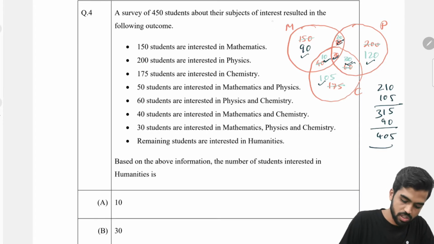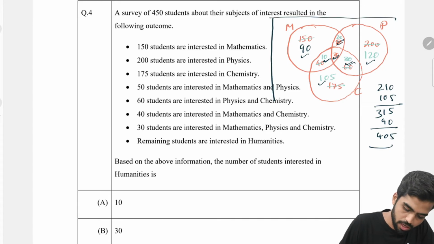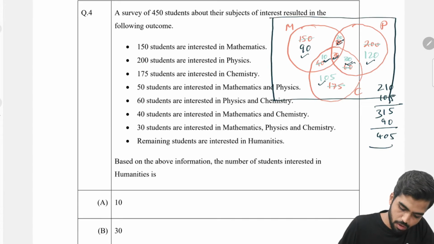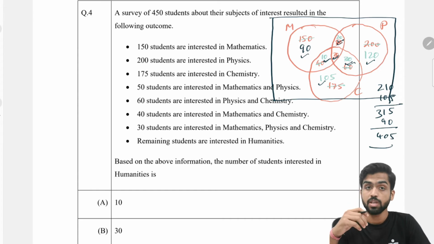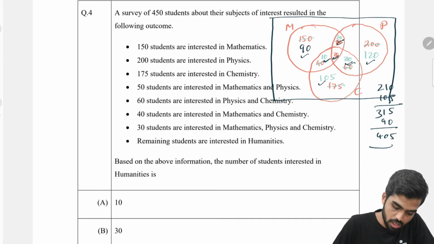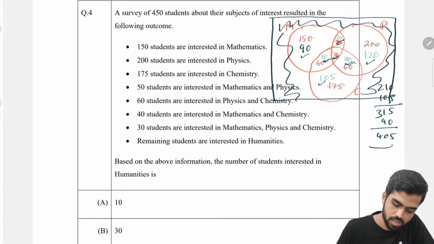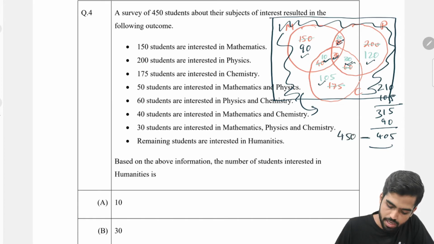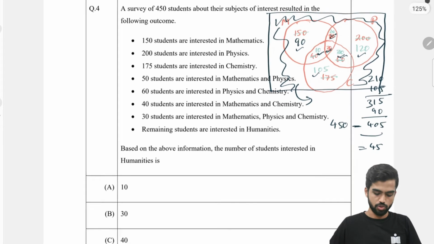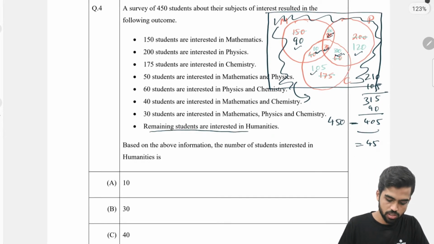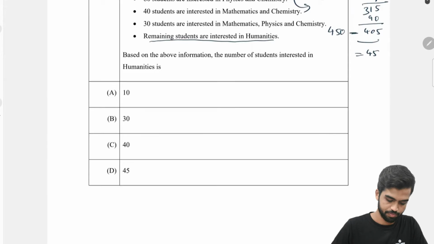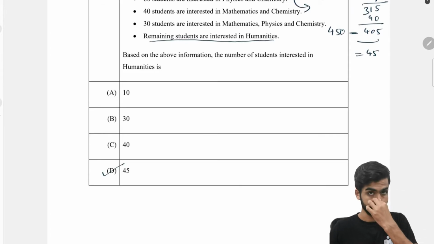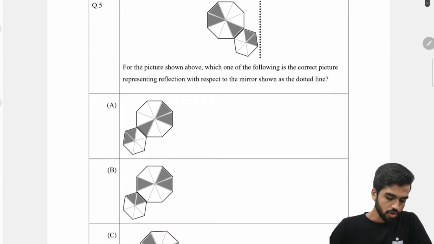So out of the total 450 students, 405 students are interested in math, physics and chemistry. So the rest of the students who are not interested in math, physics and chemistry, that will be 450 minus 405. That will give us 45. 45 remaining students are interested in humanities. 45 is the right answer. Moving on to the next question.